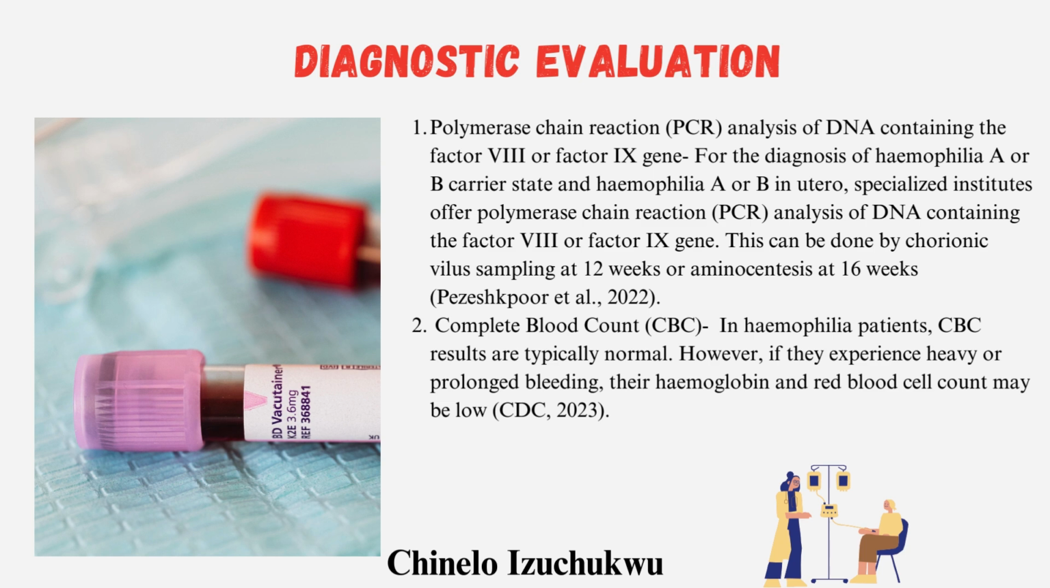Diagnostic evaluation. Firstly, polymerase chain reaction. This is the analysis of DNA containing the factors 8 and 9 gene for the diagnosis of hemophilia A or B, whether in carrier state or in utero. Specialized institutes offer polymerase chain reaction analysis of these two factors. This can be done by chorionic villus sampling at 12 weeks or amniocentesis at 16 weeks.